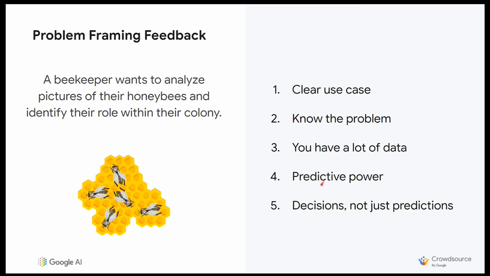Yes. There might be a few edge cases. Even if you have a lot of data, the data quality might be poor. Some of the data might not be so clear, like actions are judged based on the movement of these bees. So what if the collection of the data is not done properly, there might be some effect on the predictive power. So the fifth one, decisions, not just predictions.